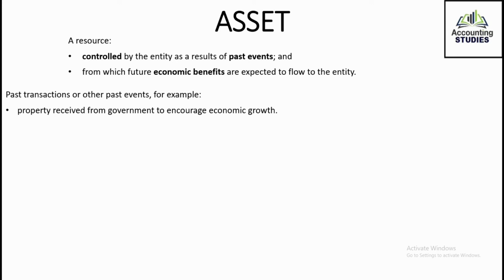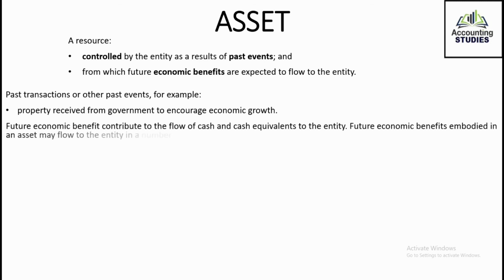The future economic benefit embodied in an asset is the potential to contribute directly or indirectly to the flow of cash and cash equivalents to the entity. It may also take the form of convertibility into cash or cash equivalents or a capability to reduce cash outflows, such as when an alternative manufacturing process lowers the cost of production.